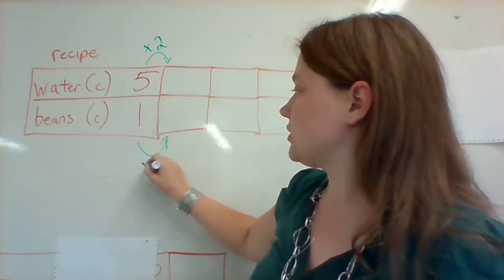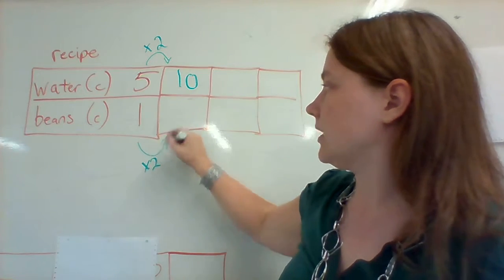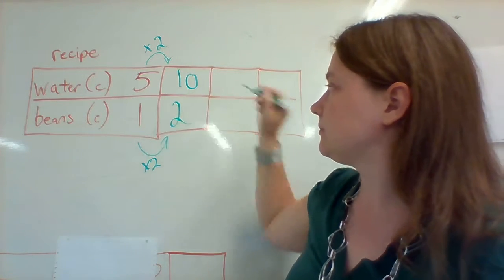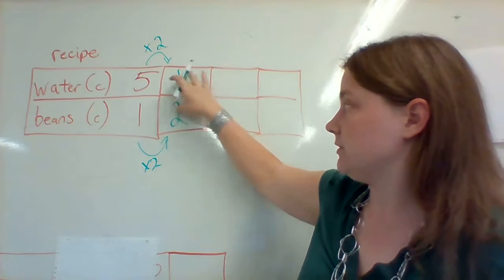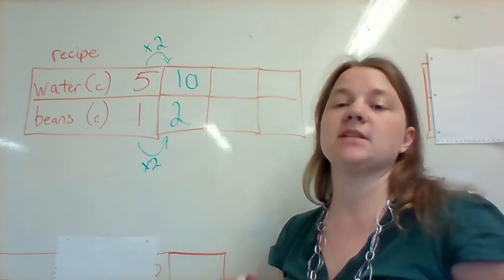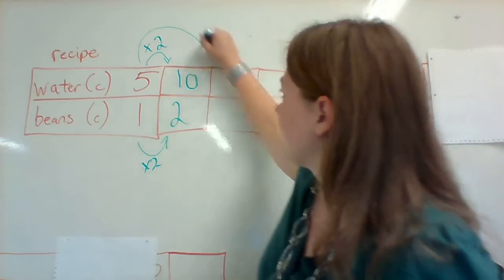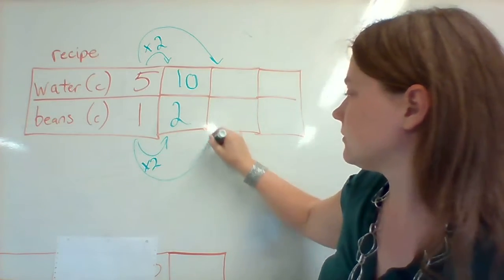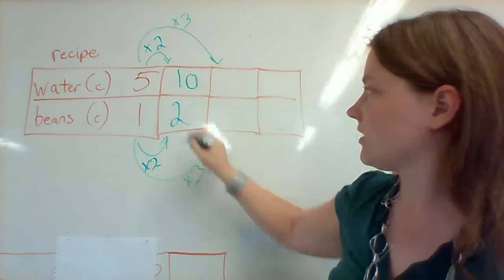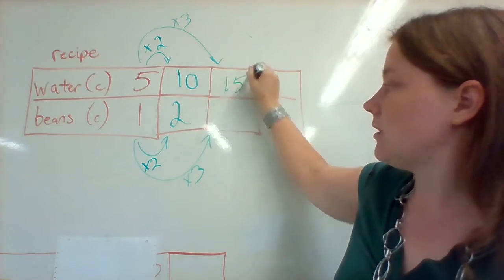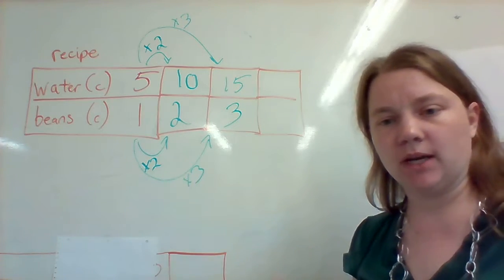When we multiply by 2, what you're going to notice is that 5 times 2 is 10. 1 times 2 is 2. And what you have there is the same ratio, because when you divide by 2, you go back to that base unit rate. Let's triple the recipe. Let's see what happens when we multiply by 3. 5 times 3 is 15. 1 times 3 is 3. You can kind of start to see a pattern going on here.